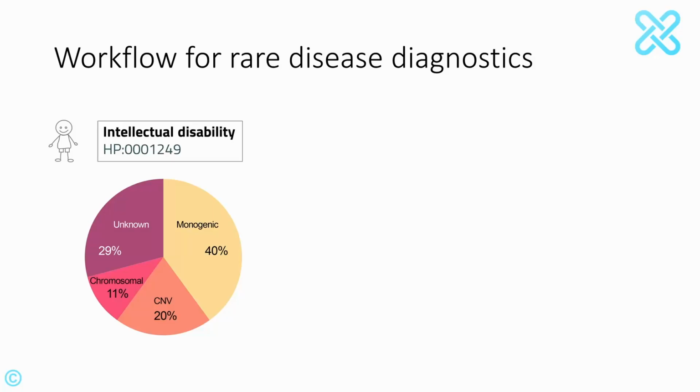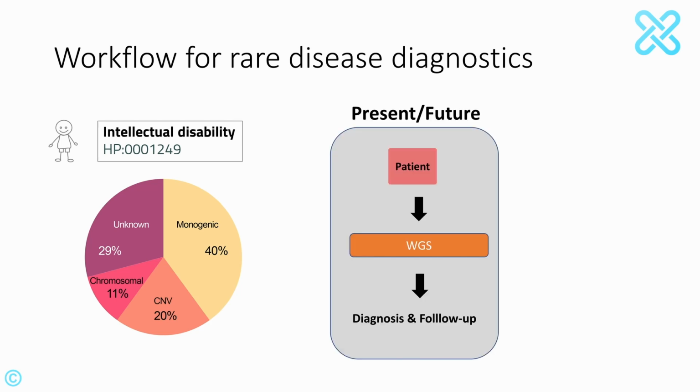Going back to this workflow for rare disease diagnostics, when we have our patient with intellectual disability and all these different types of variants that can cause this particular problem, the dream scenario that I hope we are already to some extent implementing in our laboratories and moving towards is that our patient will be getting a referral for whole genome sequencing, then rapidly getting a diagnosis, and then be offered personalized care and follow-up.